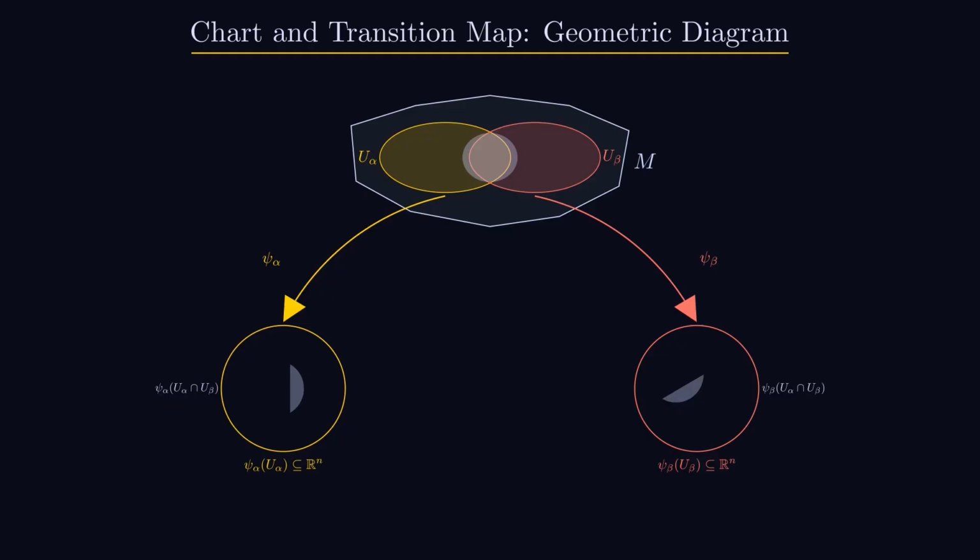The transition map psi beta composed with psi alpha inverse goes horizontally between the two Euclidean disks. It first inverts psi alpha to return to M, then applies psi beta to land in the right disk. This composition is entirely a map between open subsets of Rn. The Atlas compatibility condition asks exactly one question about this horizontal arrow. Is it C infinity? If all transition maps between all pairs of overlapping charts are C infinity, the Atlas is valid. One map failing that test disqualifies the entire Atlas.